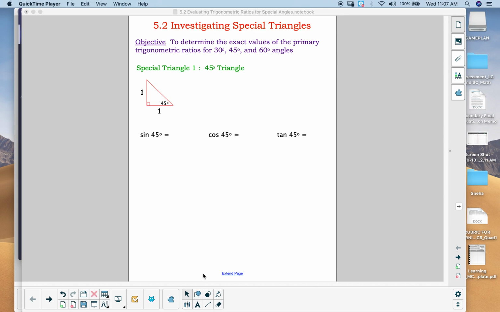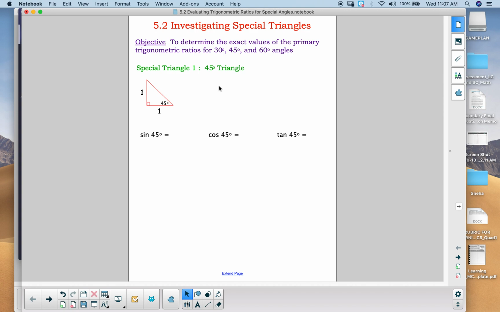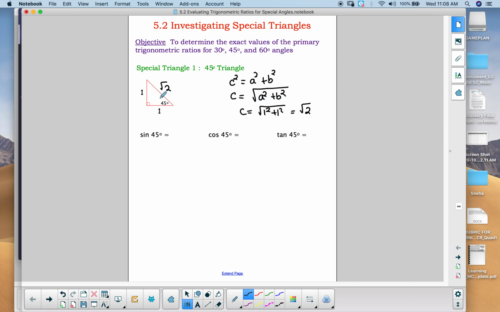The hypotenuse we can find using the Pythagorean theorem. The Pythagorean theorem tells us that c squared equals a squared plus b squared, where c is the hypotenuse, so c is equal to the square root of a squared plus b squared. Our a and b are 1 and 1, each 45 degrees. This is the opposite side, this is the adjacent side, and this is the hypotenuse.